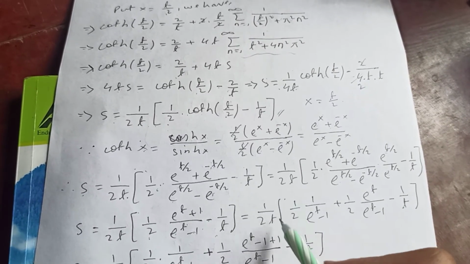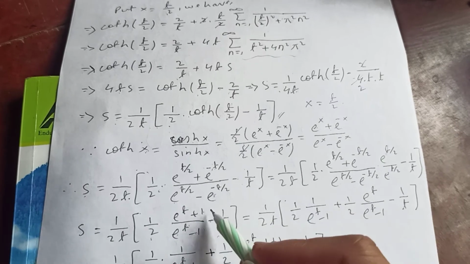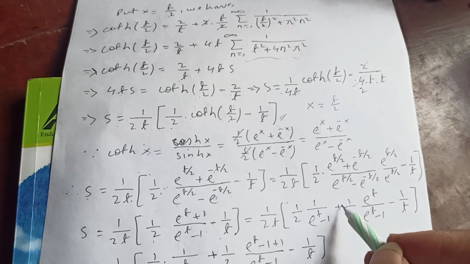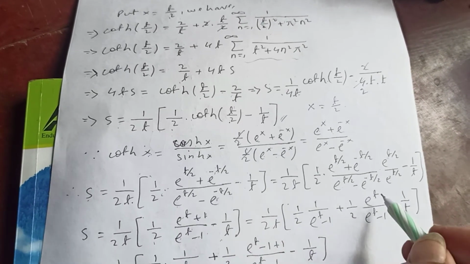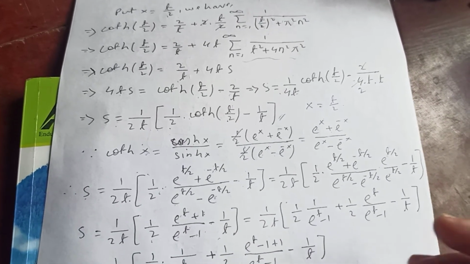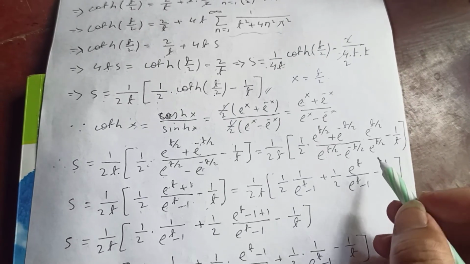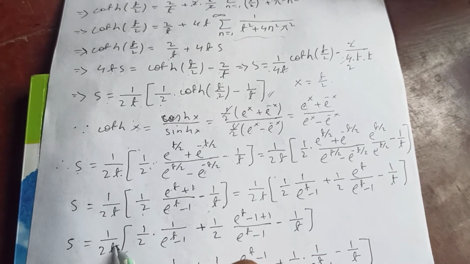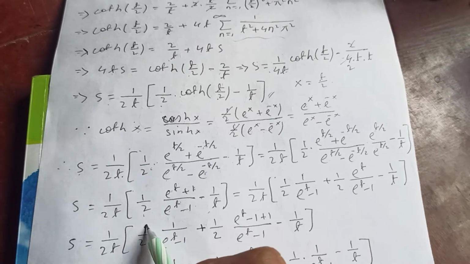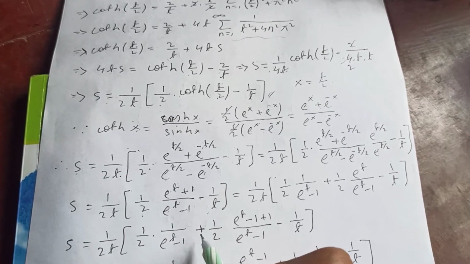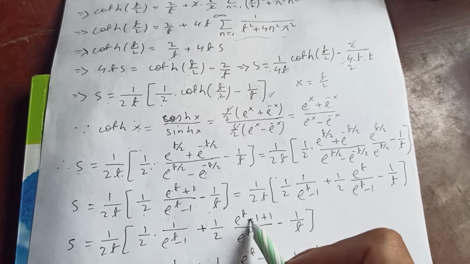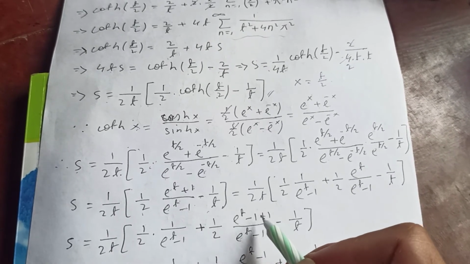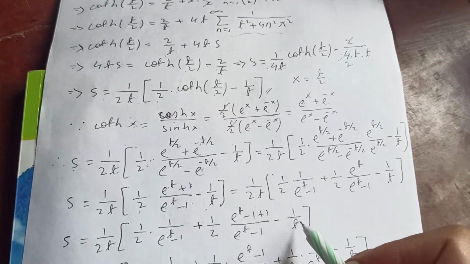You get 1 over 2t times 1 over 2. Now taking separately these two, 1 over e to the t minus 1 plus 1 over 2, e to the t upon e to the t minus 1, minus 1 over t. Now in this, adding and subtracting 1, okay, then you get 1 over 2t times 1 over 2 into 1 over e to the t minus 1 plus 1 over 2, e to the t minus 1 plus 1 upon e to the t minus 1, right?